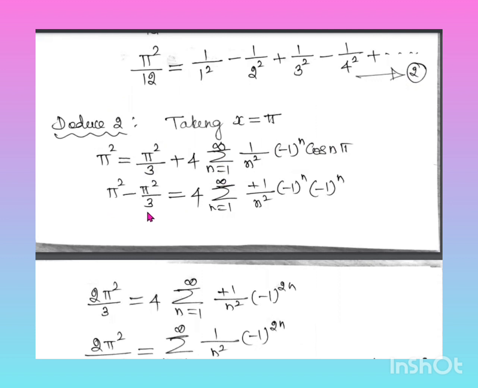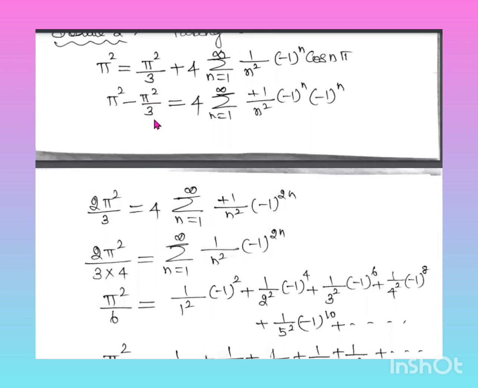In the next step, I am writing the right hand side pi square by 3. If it goes to the left hand side, pi square minus pi square by 3 is equal to 4 summation n equal to 1 to infinity 1 divided by n square minus 1 power n, cos n pi also minus 1 power n. If bases are equal, you can add the power. Minus 1 power n into minus 1 power n will become minus 1 power 2n. Pi square minus pi square by 3 on the left hand side will become 2 pi square by 3, which is equal to 4 summation n equal to 1 to infinity 1 by n square minus 1 power 2n.